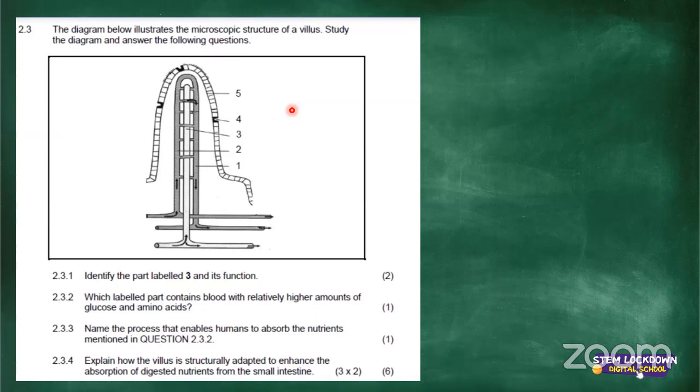Question 2.3.2 says which labeled part contains blood with relatively higher amounts of glucose and amino acids. Question 2.3.3, name the process that enables humans to absorb the nutrients mentioned in question 2.3.2. And question 2.3.4, explain how the villus is structurally adapted to enhance the absorption of digested nutrients from the small intestine.